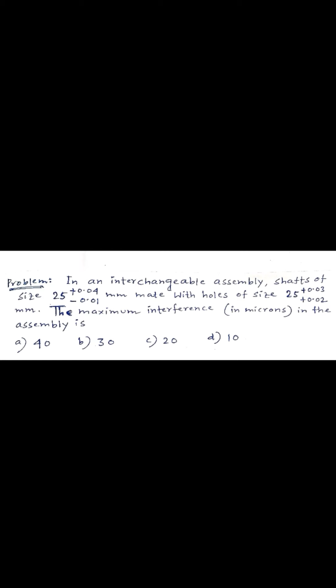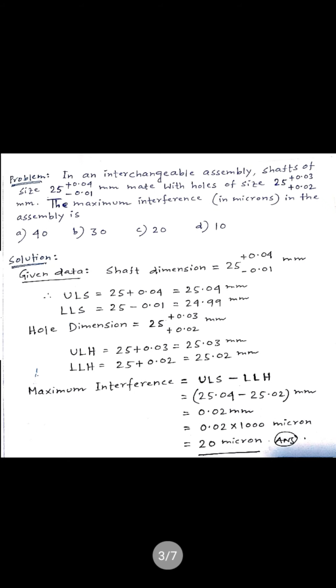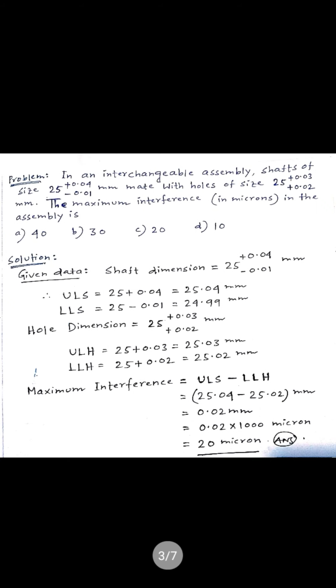So the hole and the shaft dimensions are given, and the formula for the maximum interference is equal to the upper limit of shaft minus the lower limit of hole. From the given dimensions we can easily find the upper limit of shaft and the lower limit of hole. From the shaft dimension, the upper limit of shaft equals 25 plus 0.04, that is 25.04 mm, and from the hole dimension, the lower limit of hole equals 25 plus 0.02, that is 25.02 mm.